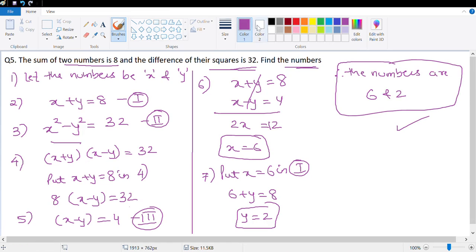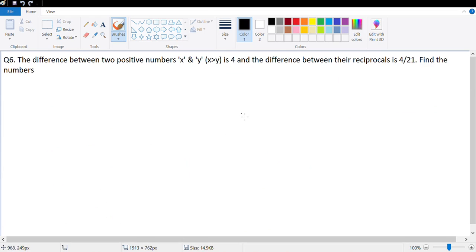Done. Next question. The next question that we do is question number 6. It says the difference between two positive numbers x and y, when x is more than y, is 4. Okay, so x minus y is given equal to 4. That's the first fairly simple equation given as is, and the difference between their reciprocals is 4 upon 21.